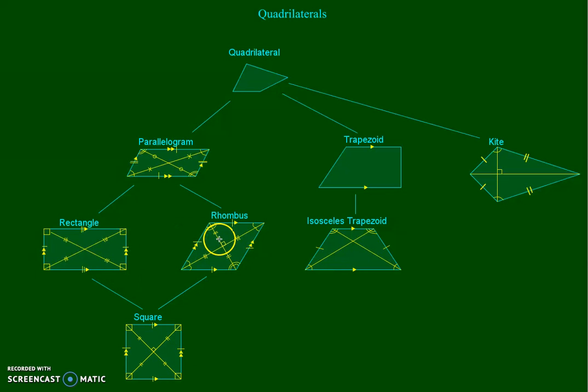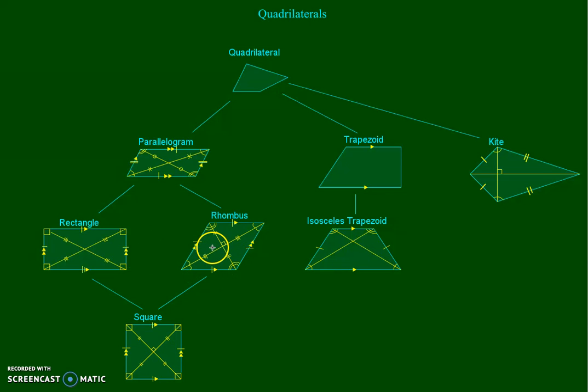Then we have rhombi. And a rhombus is a parallelogram with 4 congruent sides. So all 4 sides are congruent. It inherits all the other properties of parallelograms, opposite parallel sides, opposite congruent angles, and the additional property with the diagonals is that rhombi have perpendicular diagonals. In addition, the diagonals bisect both pairs of opposite angles. So this angle is congruent to this, this is congruent to this, and this.